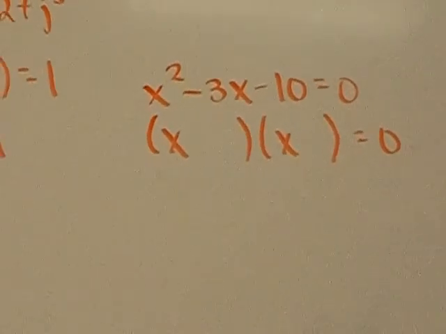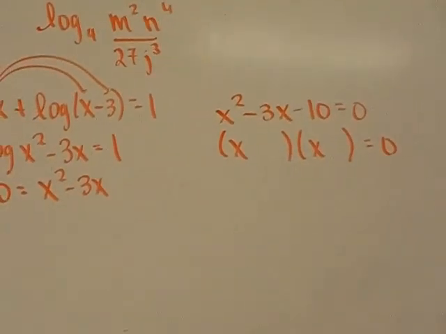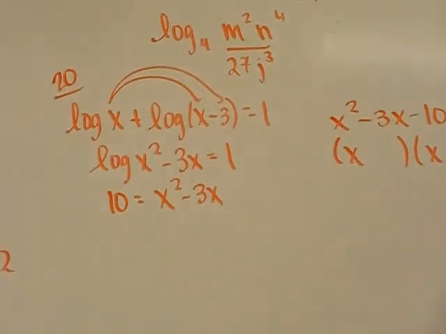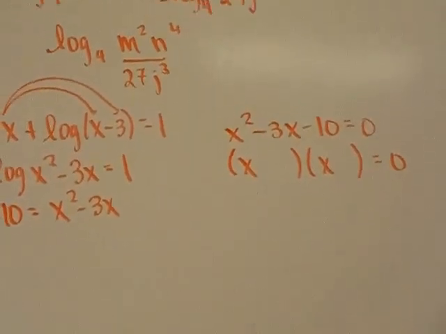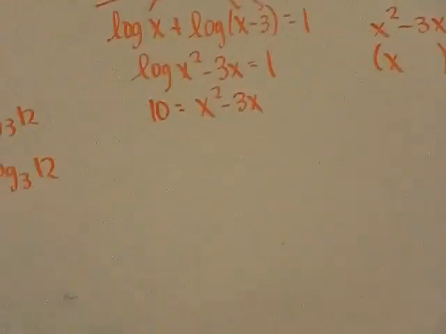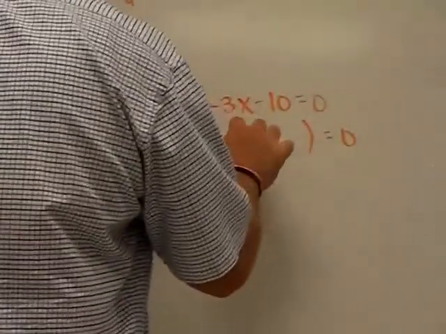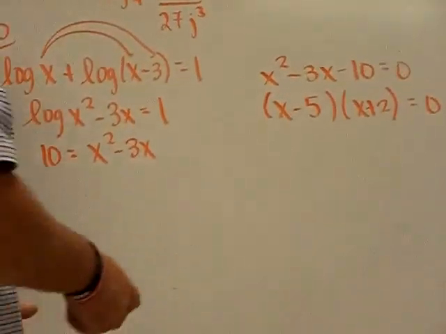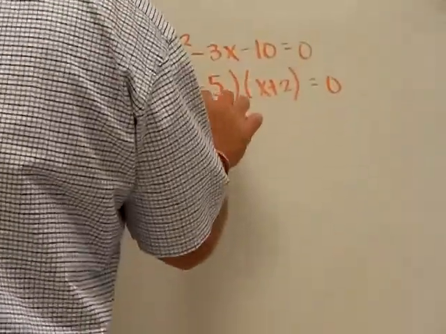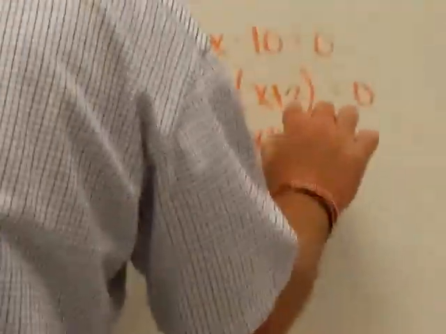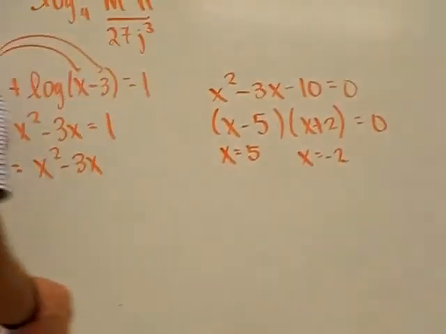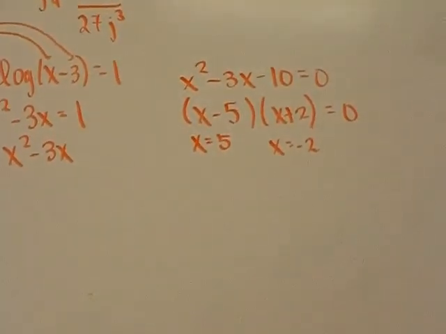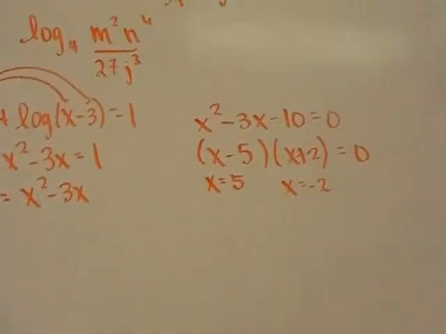All right, so what are two numbers? Multiply, give me negative 10, add up, give me negative 3. 5 and 2. Which one has to be negative? So 5. So x minus 5, x plus 2. Correct? I have to set both those equal to 0 though, right? So x minus 5, that's going to make x equal 5. This will make x equal negative 2. All right? We good there? That is it.